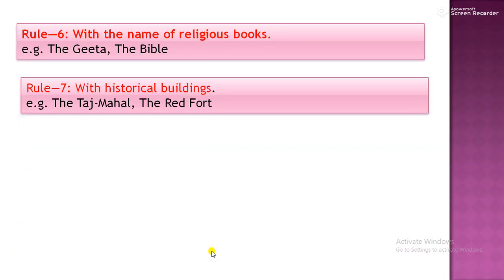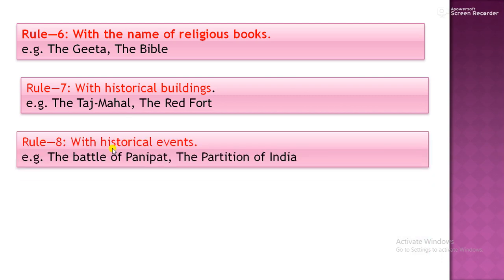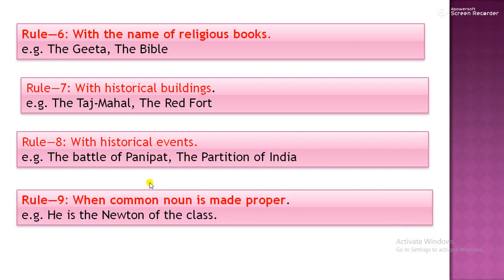Then sixth rule is application with the name of religious books, for example, the Gita, the Ramayana, the Mahabharata, the Bible. With historical buildings, there are many historical buildings, the Taj Mahal, the Red Fort, the Qutub Minar, etc. With historical events, the Battle of Panipat, the Partition of India. When common noun is made proper, he is the Newton of the class.